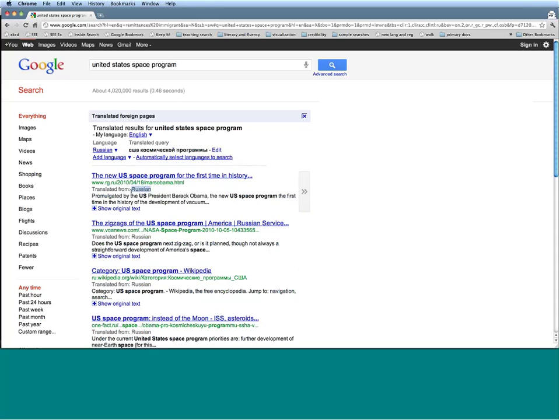And you can see, in case I search multiple languages at once, it tells me right here under the web address what language it's translated from. So this is an incredibly powerful way for us to look out across the web and find information in languages that we can't necessarily search in easily ourselves and not be limited by that.